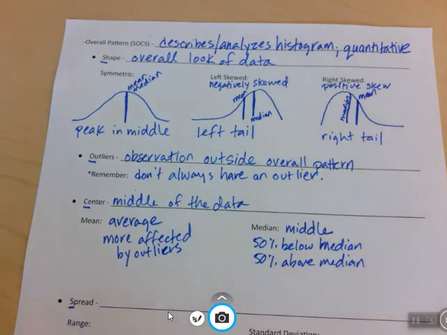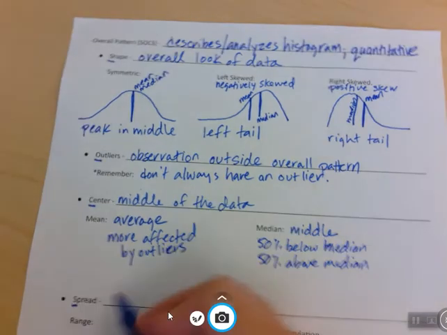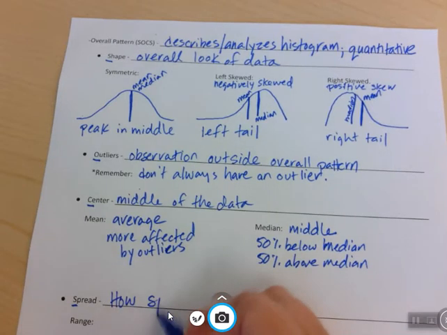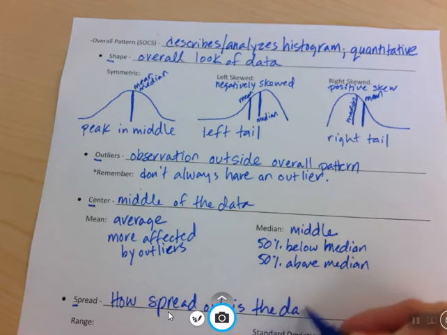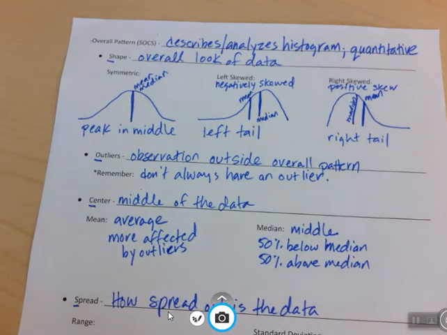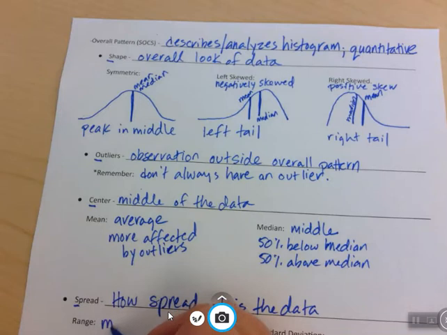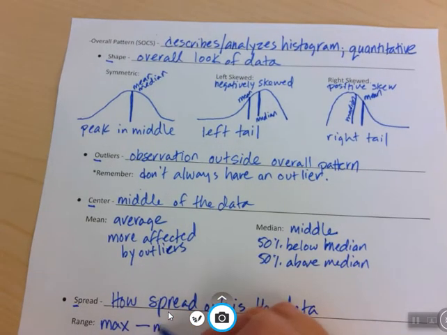Are there any other questions about what I've written so far? You guys are doing good. We're almost there. All right, spread tells you how spread out the data is. Okay, so you could do that with the range, which is the biggest number, max, minus the smallest number. Or you could do that with the standard deviation, which we're going to learn about more later. For now, if we use standard deviation, we'll just do it on the calculator.